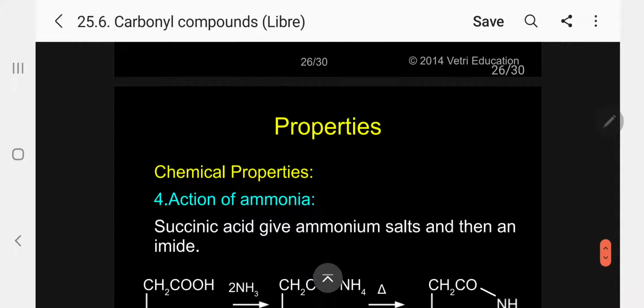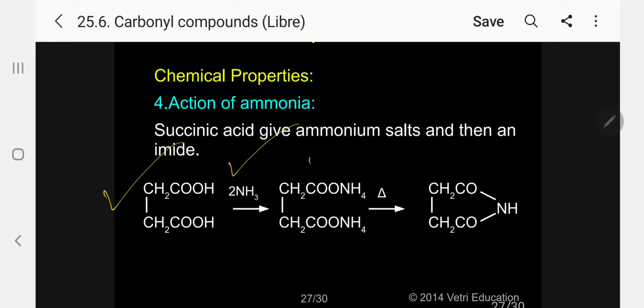Kindly follow. In the same way, suppose I take succinic acid and treat it with 2 moles of ammonia, again in the same way it forms the ammonium salt. But here, please follow, instead of giving the corresponding amide, the cyclic imide is produced. Succinic acid gives ammonium salt and then the cyclic imide.